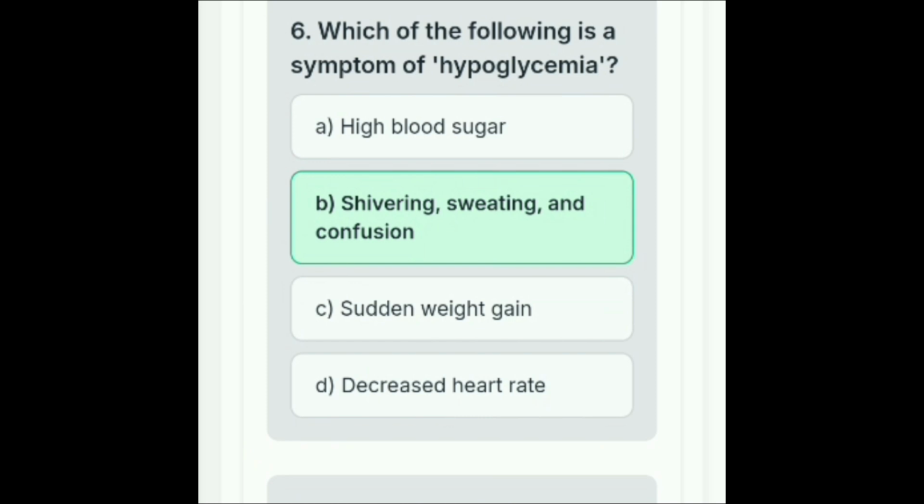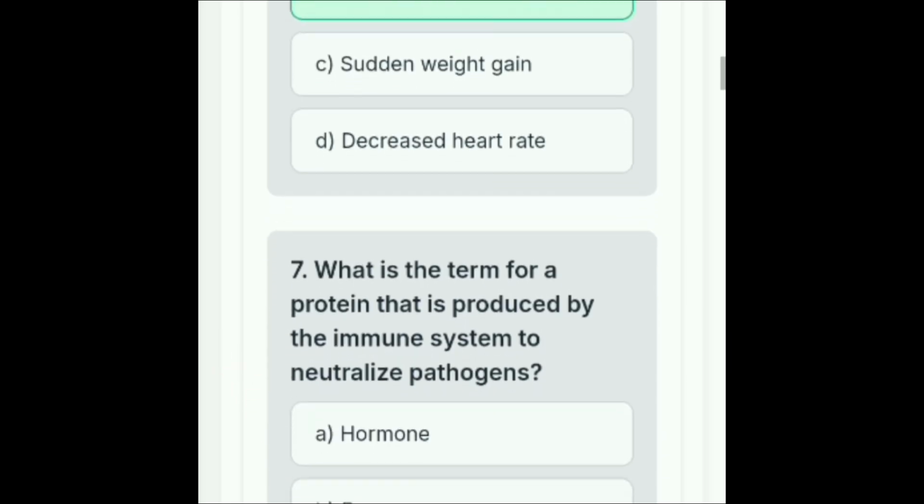Which of the following is a symptom of hypoglycemia? Option A, high blood sugar. Option B, shivering, sweating, and confusion. Option C, sudden weight gain. Option D, decreased heart rate. So B is correct.